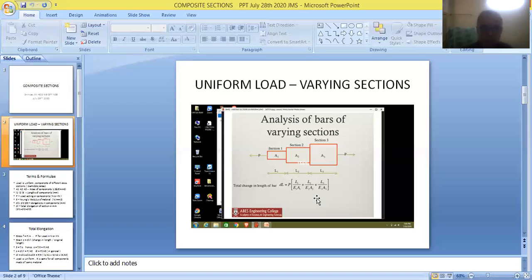However, if the first component is made of steel, the second component of cast iron, and the third component of some other metal or material, then we have to use this formula, where you have to select different E values for the different components.